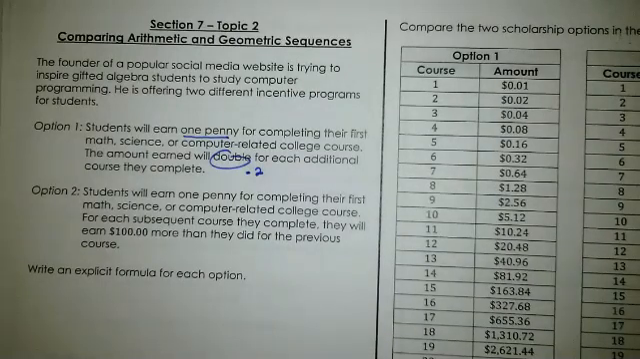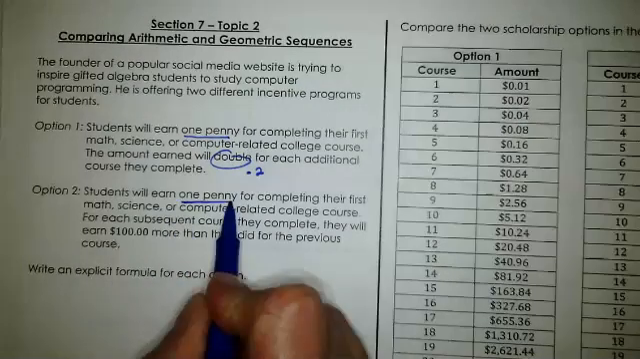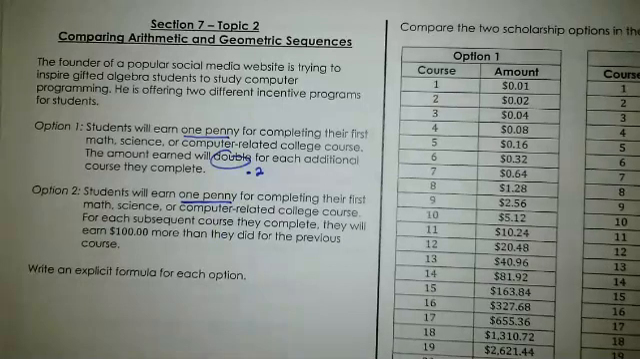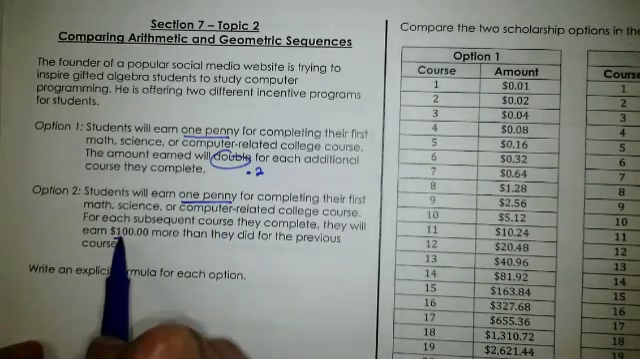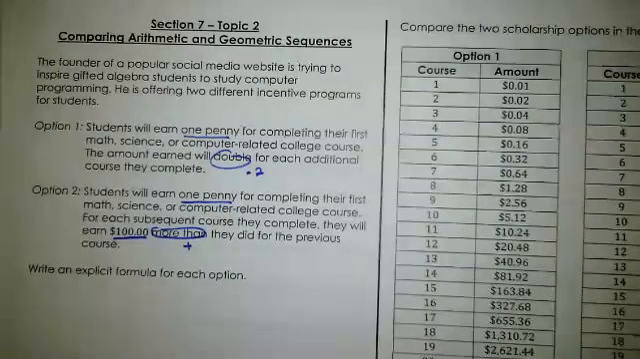Option 2. Students will earn 1 penny for completing their first math, science, or computer-related college course. So again, start with a penny. For each subsequent course they complete, they will earn $100 more than they did for the previous course. Write an explicit formula for each option.